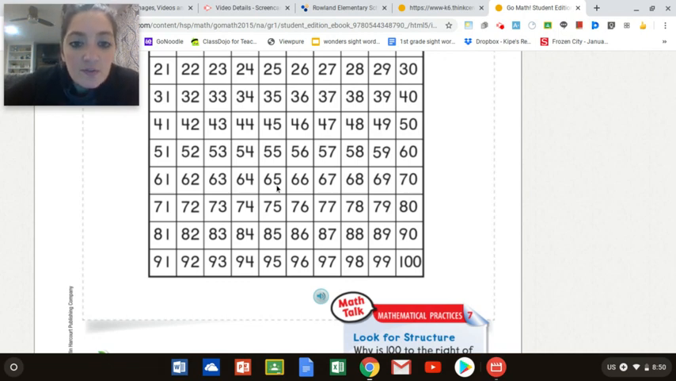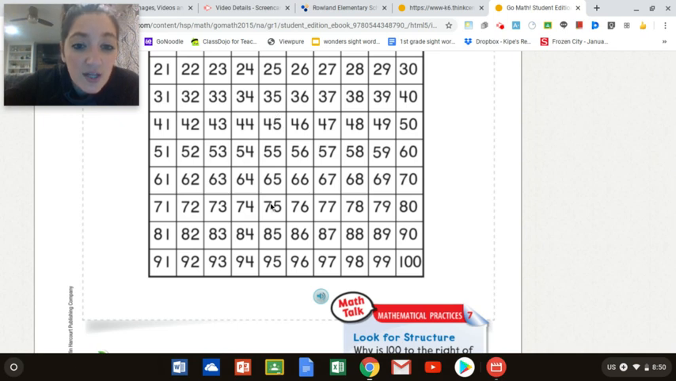Okay, so for our next one, we're going to start at 65. I want to know what is 10 more than 65. Now, when we're adding 10 more, the ones place, which is the 5, doesn't change. It all stays the same. So you can see in this row, the ones are all the same. All these numbers have 5 ones.